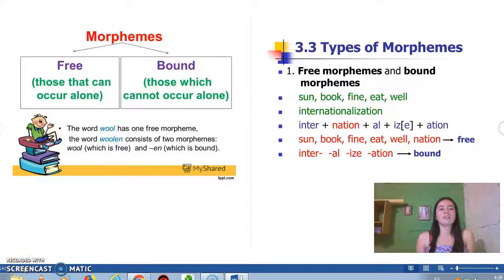Hello, today I talk about morphemes. Morphemes divide into two groups, free and bound morphemes. Free morphemes can occur alone, and bound morphemes are used with other words.